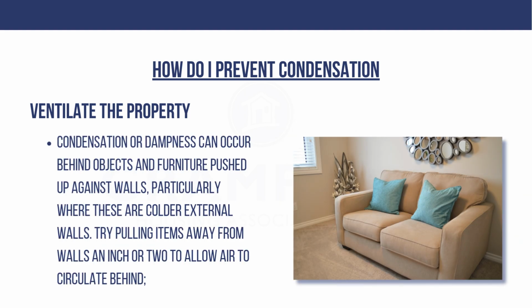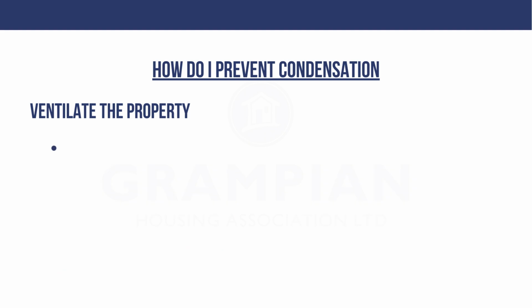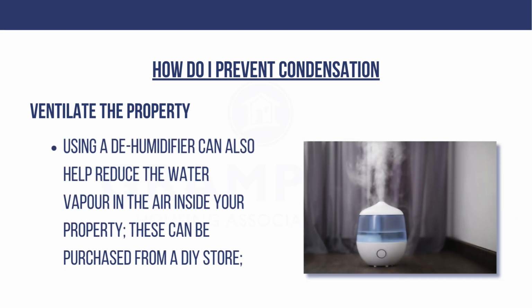Condensation or dampness can occur behind objects and furniture pushed up against walls, particularly where these are colder external walls. Try pulling items away from walls an inch or two to allow air to circulate behind. Using a dehumidifier can also help reduce the water vapor in the air inside your property. These can be purchased from a DIY store.